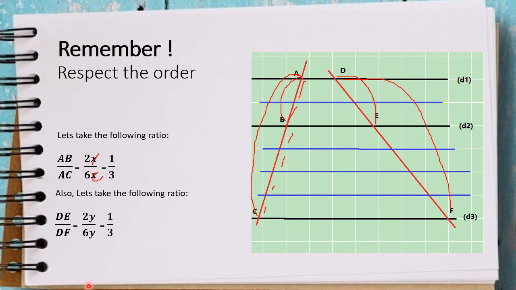Okay, so let's see. DE over DF. DE is 2y and DF is all of that. So if we count y plus y plus y plus y, it is 6y. Then we can simplify y and divide by 2 above and below, and the answer will be 3. So from equation 1 and from equation 2, we can notice that these two ratios are equal. If we respect the ratio, they are equal: AB over AC and DE over DF.